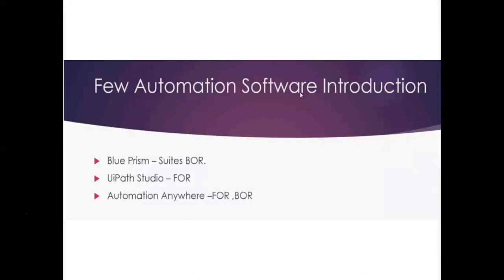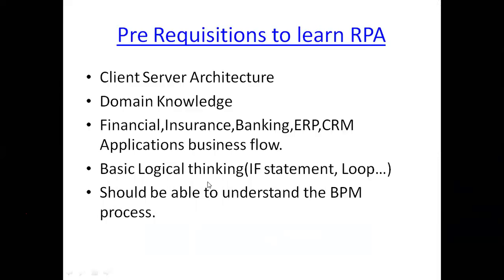So these are the three tools we have: Blue Prism, UiPath, and Automation Anywhere. It doesn't mean that in Blue Prism we cannot do front office robots. We can do it, but they are very strong in back office robots. UiPath is very strong in front office robots, whereas in Automation Anywhere both are possible. What are the prerequisites to learn RPA?